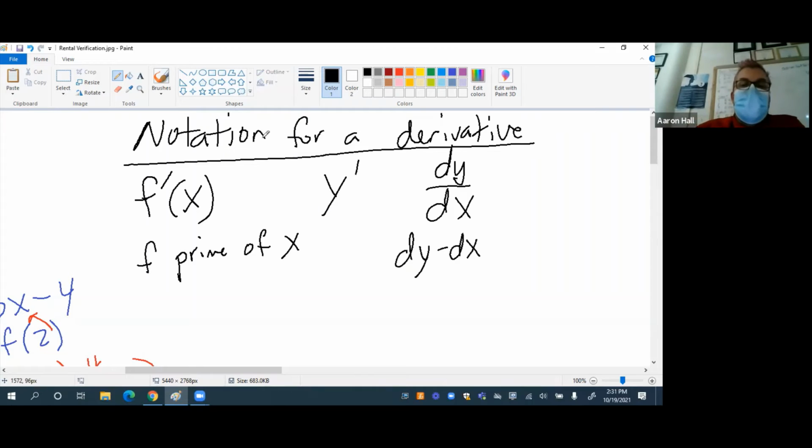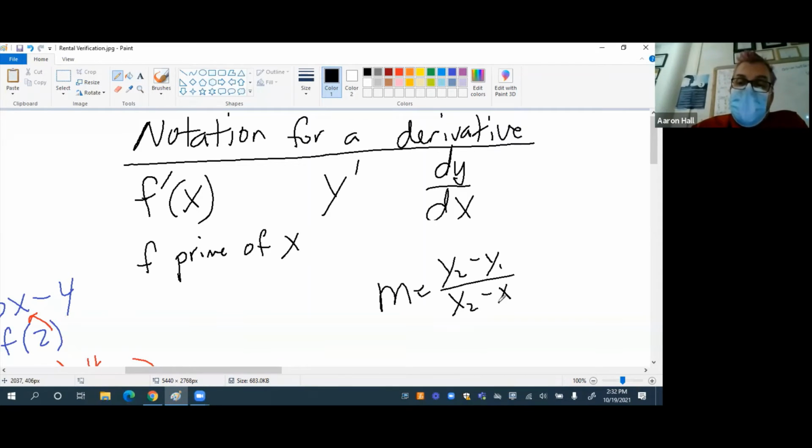Why do you think that this dy dx would be used to denote a derivative? Does this look like anything we already know? Yeah, it's our slope equation, right? The difference between our y values over the difference between our x values. So dy dx is just like our instantaneous rate of change equation of slope. So that's just read dy dx.